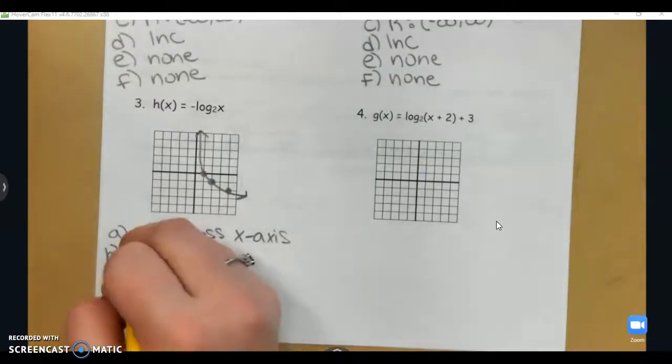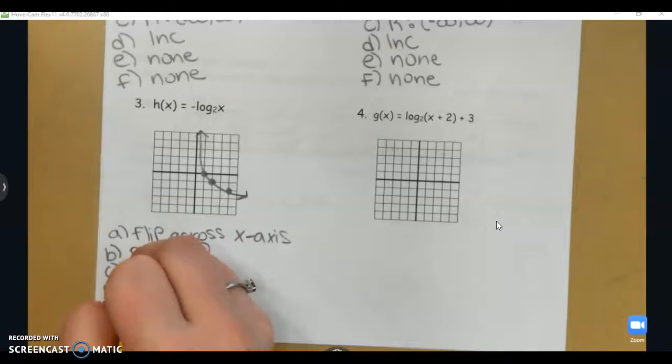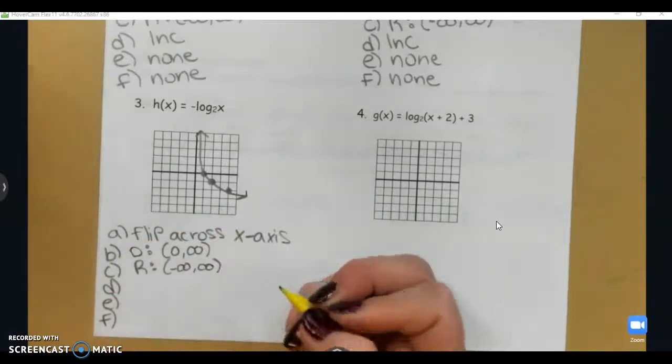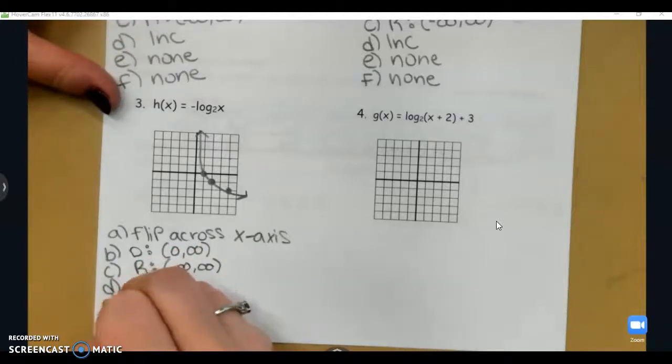Okay. So this has not changed my domain. It's still positive numbers. My range is still all real numbers. What has changed, though, is that my function is now decreasing. And I still don't have a y-intercept or a horizontal asymptote.